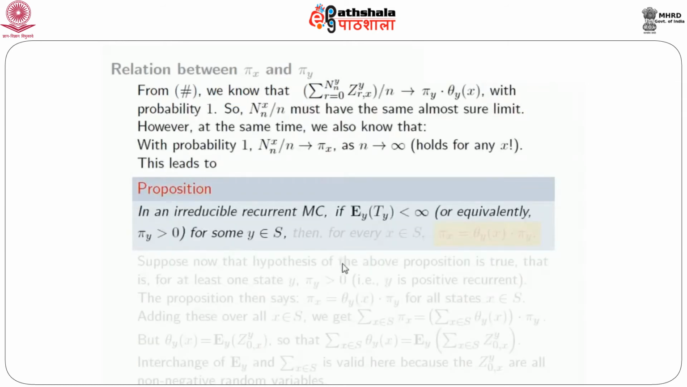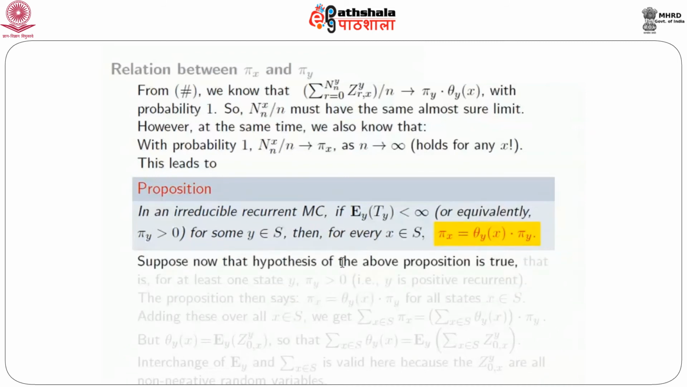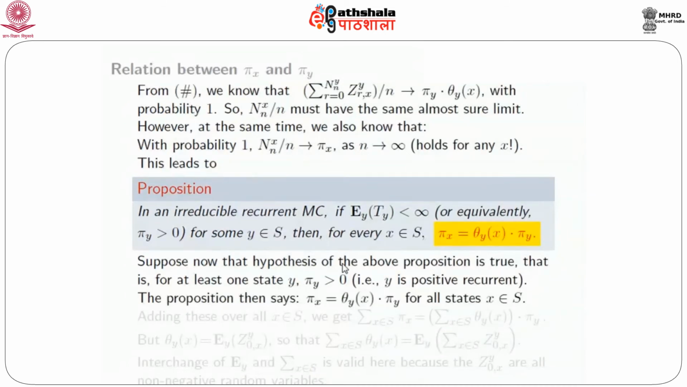Of course, here an important part is that y is a special y for which you are assuming that E_y T_y is finite, equivalently pi y is positive. So, if that is true for some y in S, then for every x in S, pi x has to be equal to theta_y(x) times pi y. So, that means any other pi x can be seen to be pi y times theta_y(x), where y is that special y. Suppose now the hypothesis of the above proposition is true, that is, there is at least one state y for which pi y is positive, that means y is positive recurrent. The proposition then says that pi x equals theta_y(x) times pi y for all states x in S.